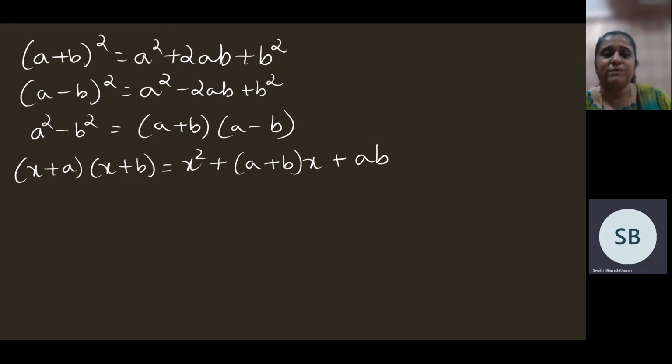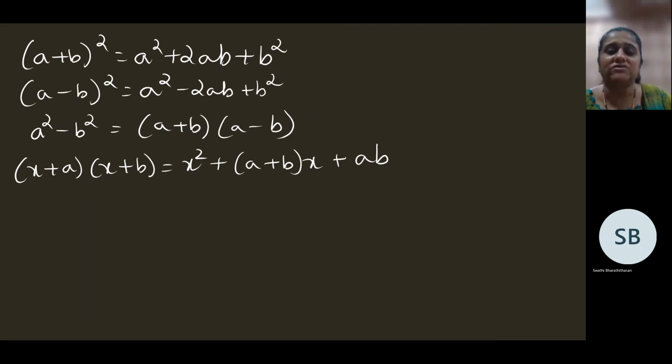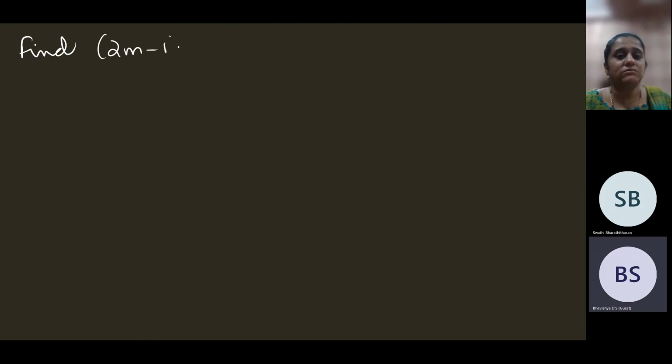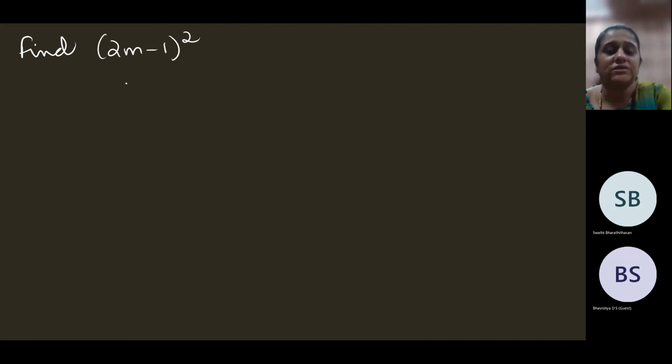So now let's take up some practice questions based on these identities, which you've learned from the YouTube videos. Okay, so this is the first one. Find (2m − 1)². So how does it look? It looks like (a − b)², right?